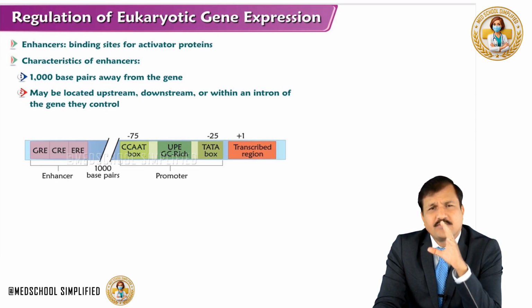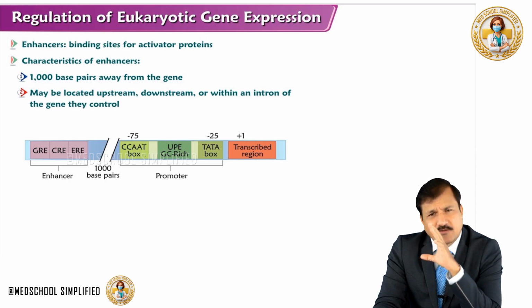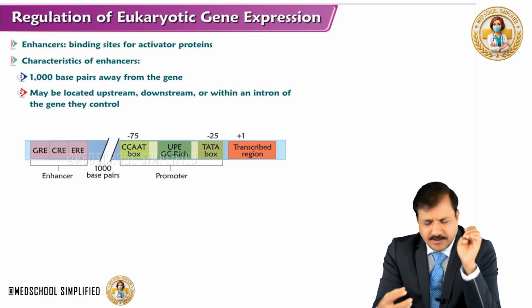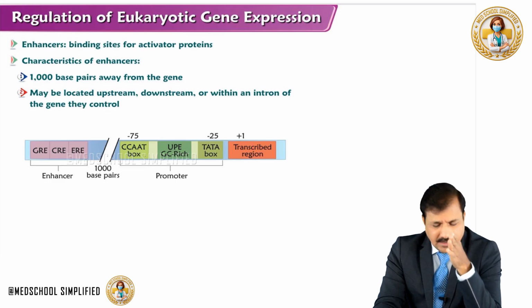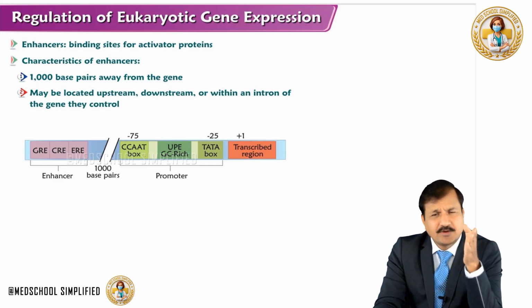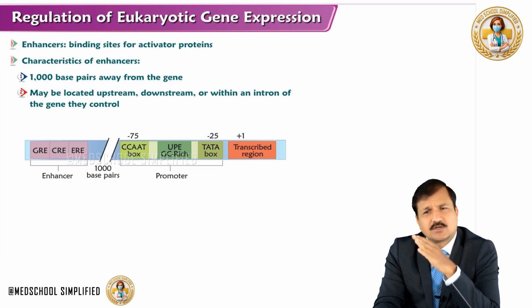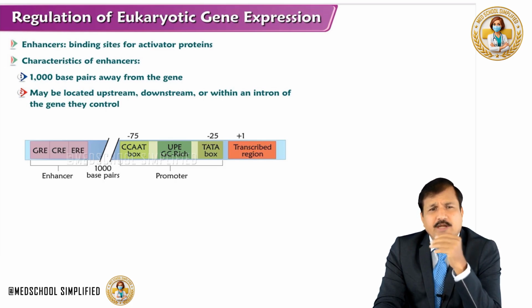And enhancers have the following characteristics. They may be up to 1000 base pairs away from the gene, because as you see here in this figure, the transcribed region is at +1 and then the enhancers are up to 1000 base pairs away from the gene. They may be located upstream or downstream, or within an intron of the gene they control. So the orientation of the enhancer sequence with respect to the gene is not really that important.